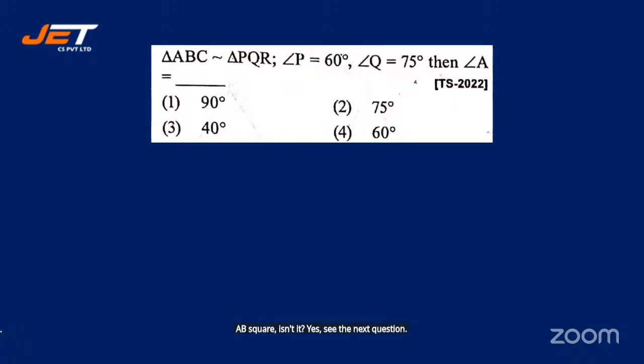Triangle ABC is similar to triangle PQR. Angle P is equal to 60 degrees. Angle Q is equal to 75 degrees. Then what is angle A? Is it clear? So triangle ABC is similar to triangle PQR. Angle P is equal to 60 degrees. Angle Q is 75 degrees. Then what is angle A? All right, let's see. It is 60.